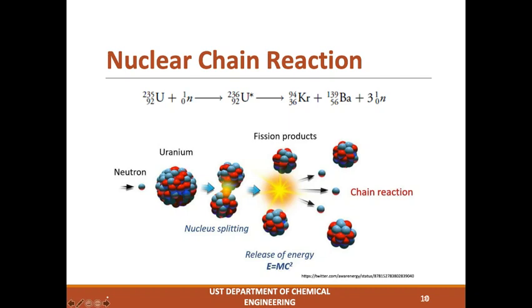Large amounts of energy are released in the process, and this energy can be quantified using Einstein's famous equation E equals mc squared, where E is the energy, m is the mass lost during each reaction, and c is the speed of light in a vacuum.